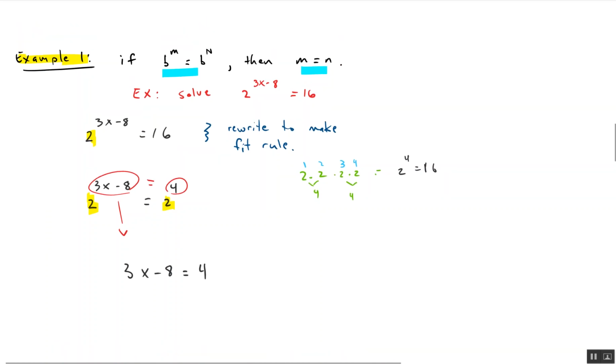So this is fantastic because now we've got a simple equation to solve. We can add 8 to both sides. That gives us 3x equals 12. We can divide by 3, and the 3's cancel out here. We get what? X equals 12 divided by 3, which is 4. And we have our answer.